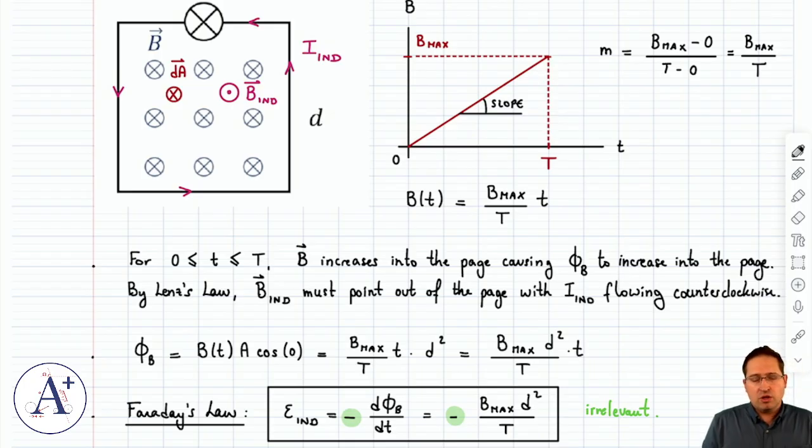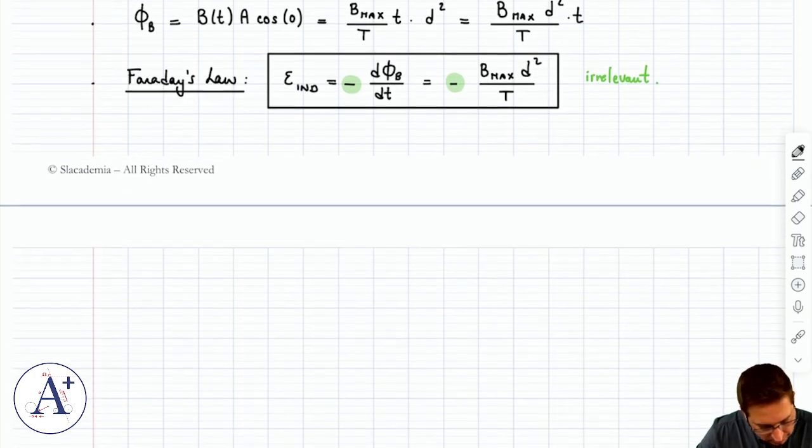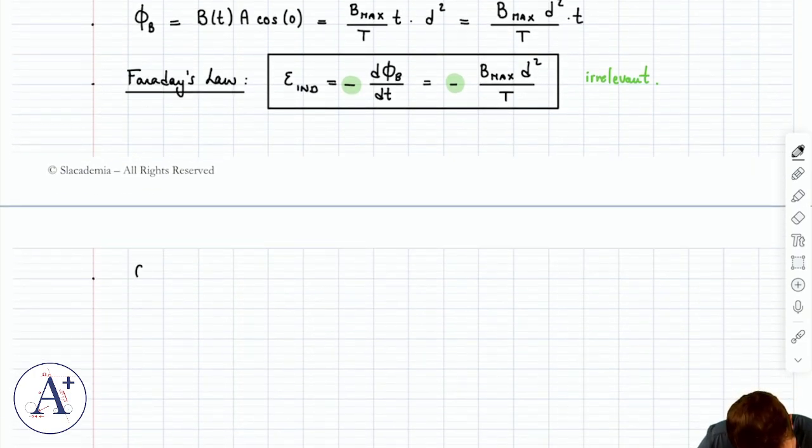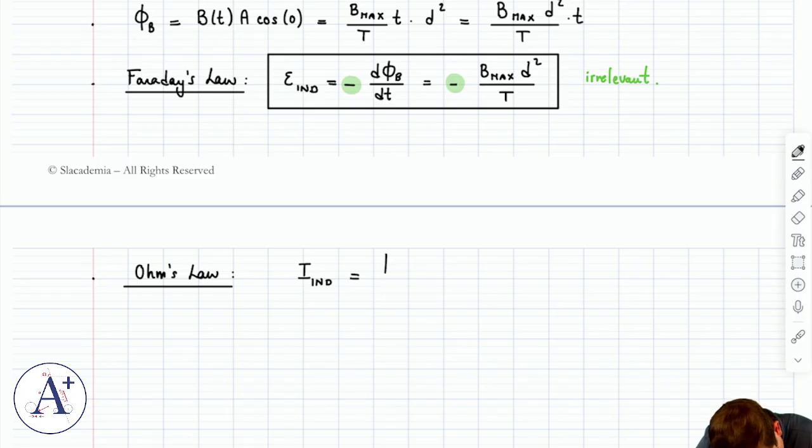Okay. So to find I induced, we're just going to write Ohm's law, and we're going to say that I induced, which we already know flows counterclockwise, is the absolute value of epsilon induced divided by R, the resistance of the light bulb, and that's going to be B max d squared over RT.